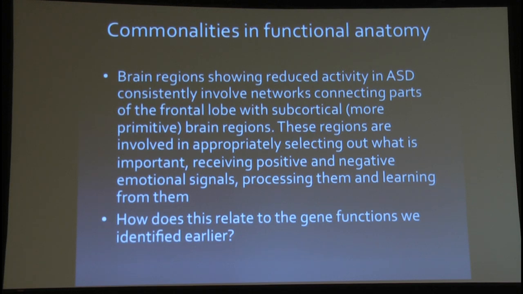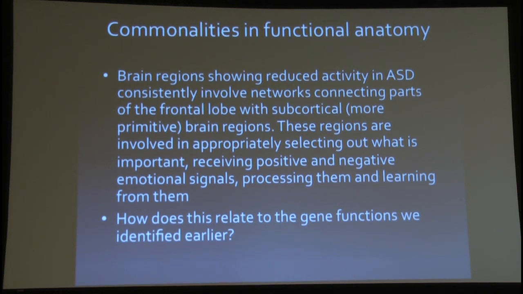All right. So one of the things I want to just review real quick is some of the commonalities in the brain anatomy we've talked about. We've consistently seen networks connecting the frontal lobe, particularly the inferior frontal lobe and the medial frontal lobe, with these subcortical, more primitive brain regions that are involved in these primitive emotions and reward systems. And these regions are very important in selecting out what is important, receiving positive and negative emotional signals, processing and learning from them. Now, can we relate this to the gene functions that we discussed earlier?